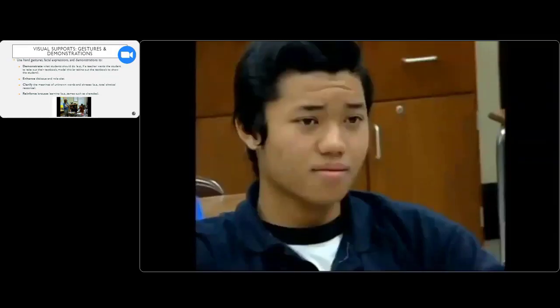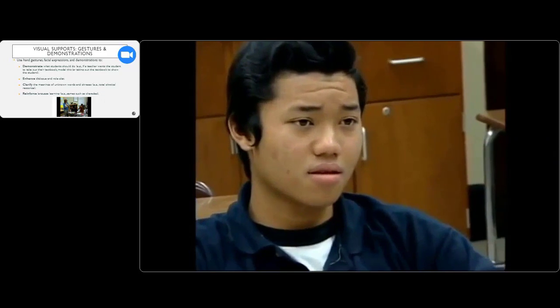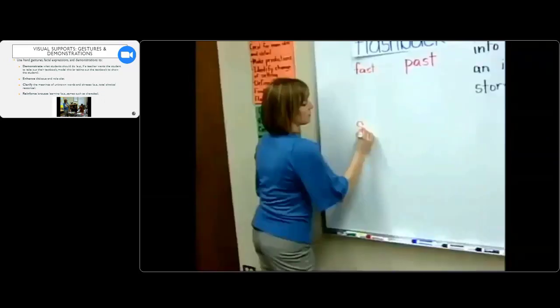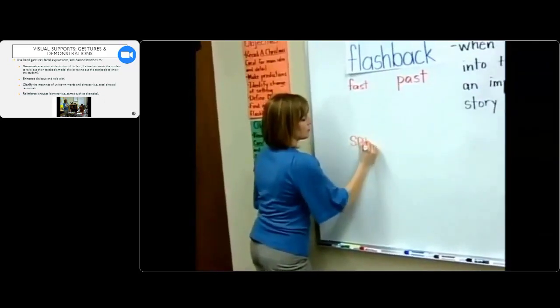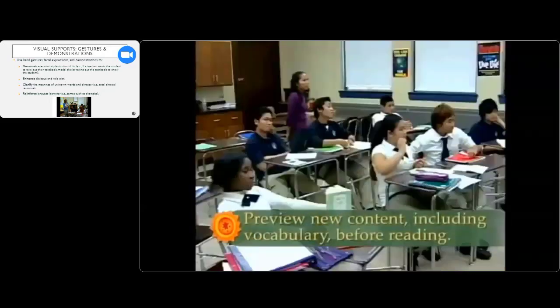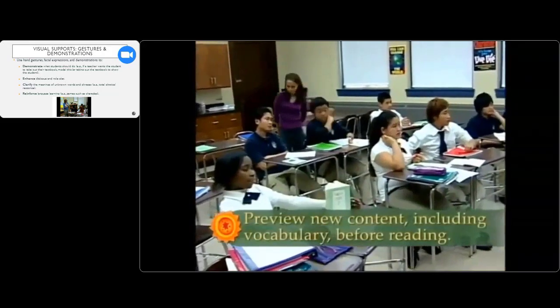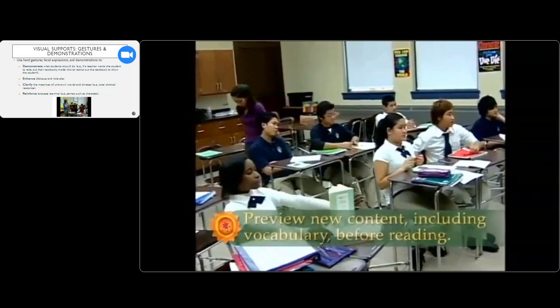Pre-reading strategies help lay the groundwork for students so that they can get the most out of the upcoming reading. For example, whether it's fiction or a textbook, take time to preview the content, including any new vocabulary, before the students begin reading.